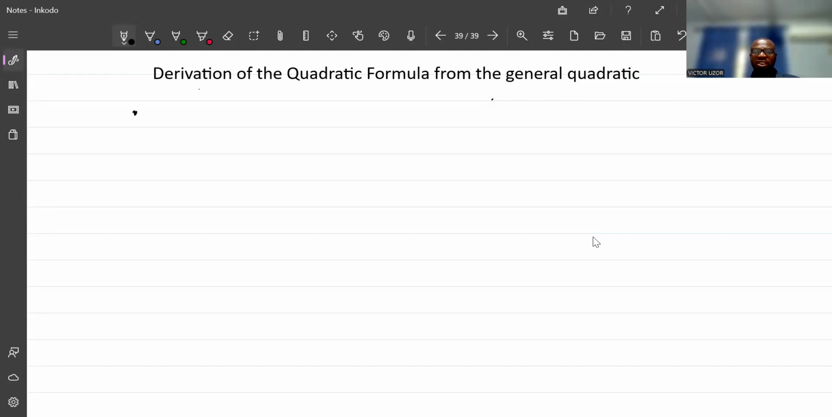Today, we are going to be looking at the derivation of the quadratic formula from the general quadratic form, which we know is the form of ax squared plus bx plus c equals 0.